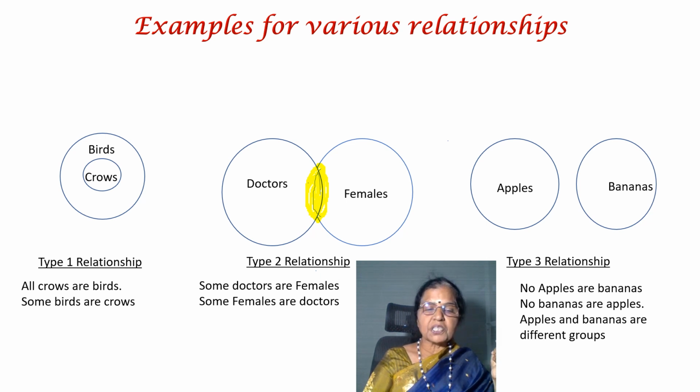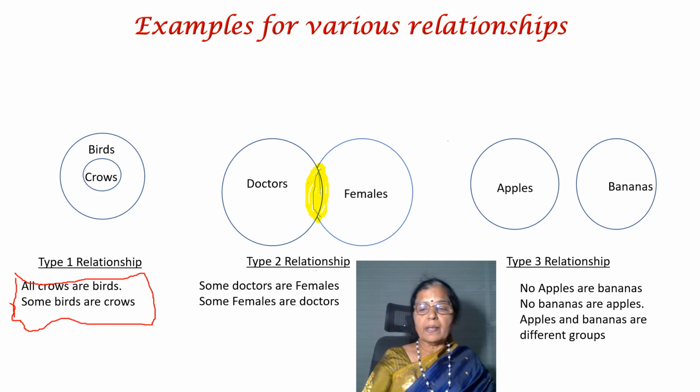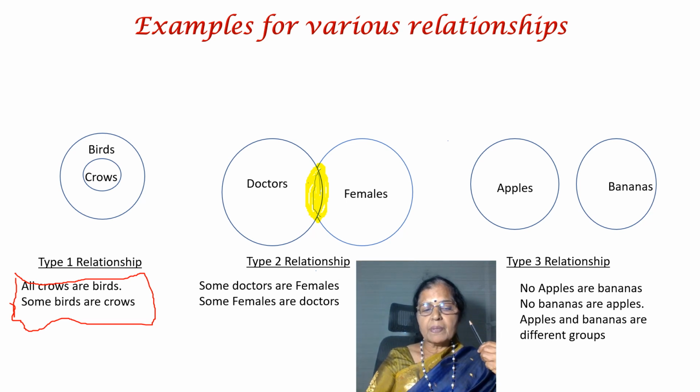And what is the relationship? All crows are birds. We know that each and every crow, all crows are birds, isn't it? They don't belong to mammals or they are not reptiles. All the crows are birds. But can we say all the birds are crows? No. Some birds are crows, some are sparrows, some birds are peacocks. There are many types of birds. So not all birds are crows. Only some birds are crows.